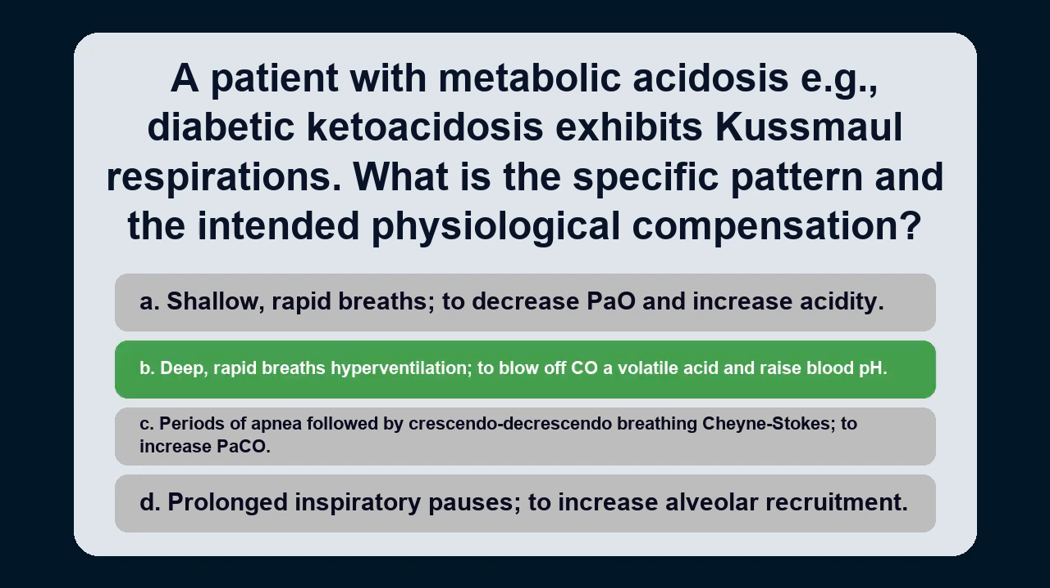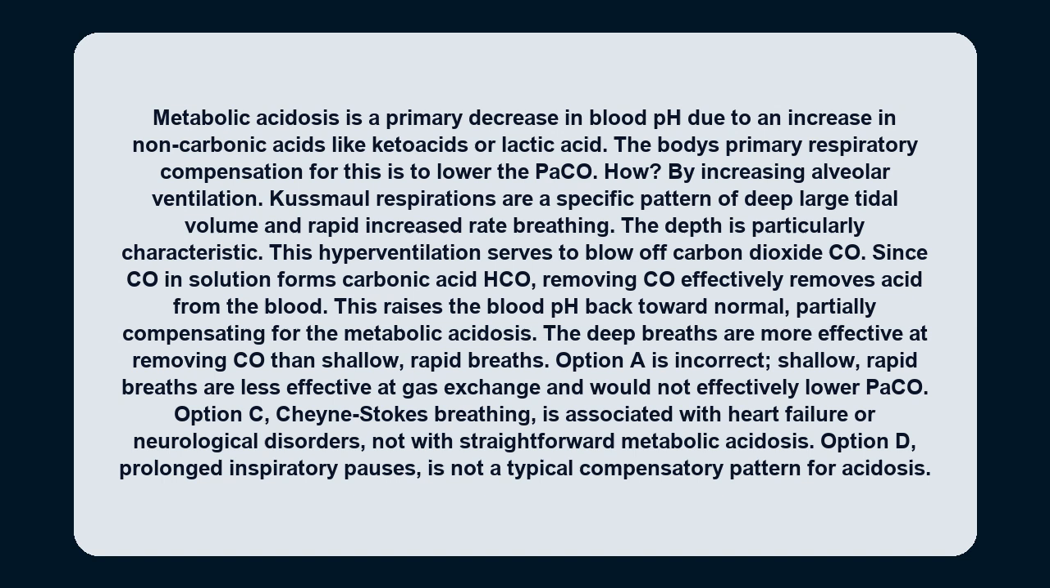The answer is B. Metabolic acidosis is a primary decrease in blood pH due to an increase in non-carbonic acids like keto acids or lactic acid. The body's primary respiratory compensation for this is to lower the PCO2. How? By increasing alveolar ventilation. Kussmaul respirations are a specific pattern of deep, large tidal volume and rapid, increased rate breathing. The depth is particularly characteristic.